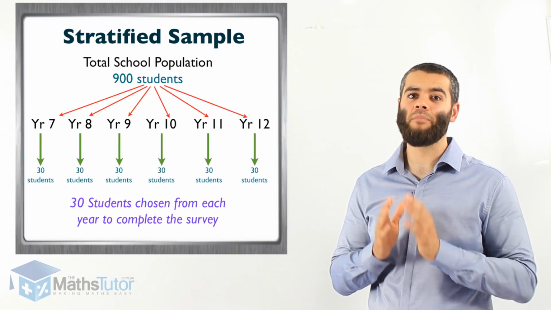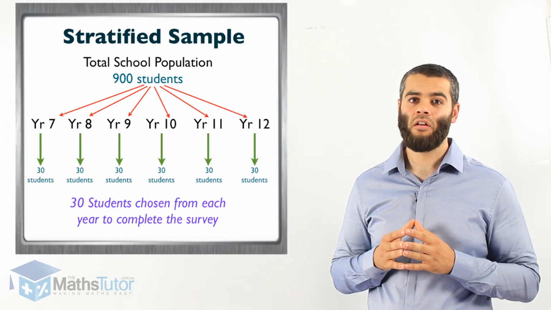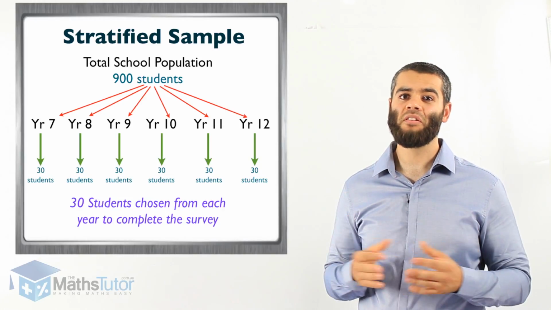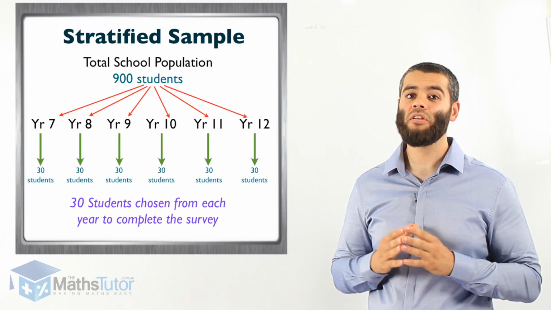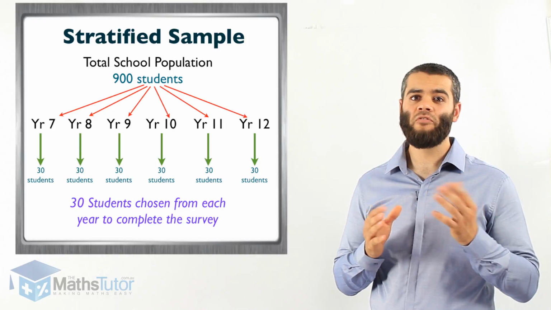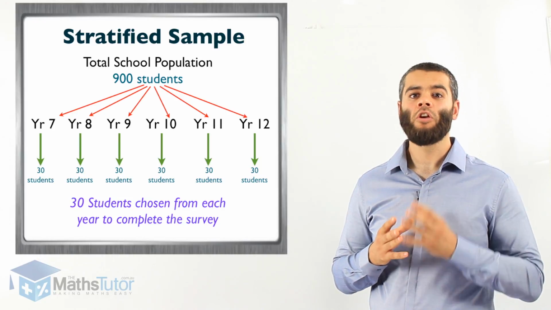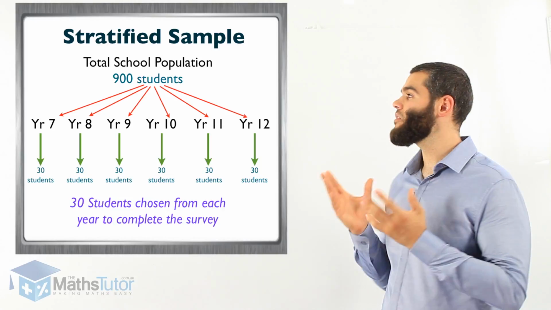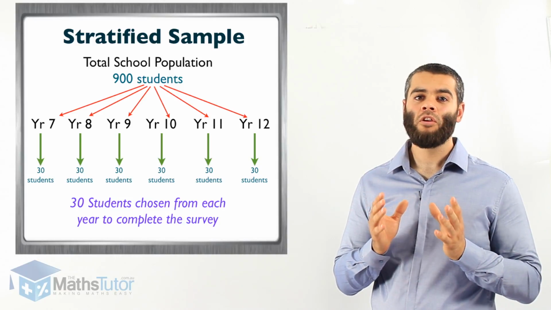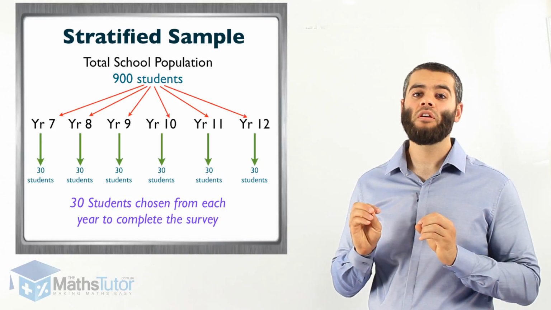Each year is a subcategory. And then choosing 30 from each year. 30 from year 7, 30 from year 8, 30 from year 9, 30 from year 10, 30 from year 11, and 30 from year 12. So now, out of the 900, there's 150 in year 7, we choose 30 of them. 150 in year 8, we choose 30 of them. 150 in year 9, we choose 30 of them. That way, we take a percentage, or we take a group from each year group.